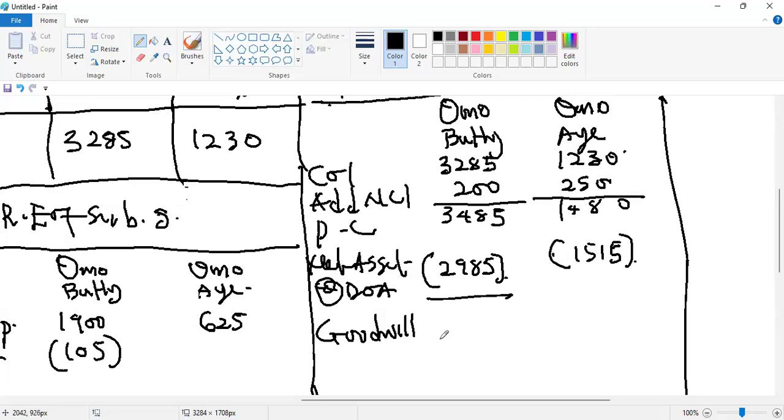I cannot get my goodwill. 3485. Oh, this is not goodwill. This is a negative goodwill, gain on bargain purchase. What does it give us? 3485 minus 2985, 500. 500 for this goodwill. Then for this, negative 35.